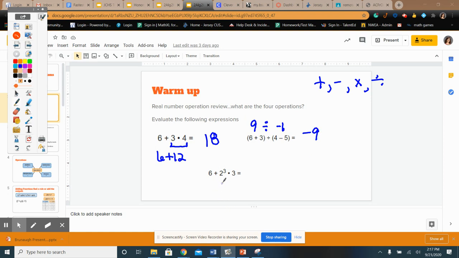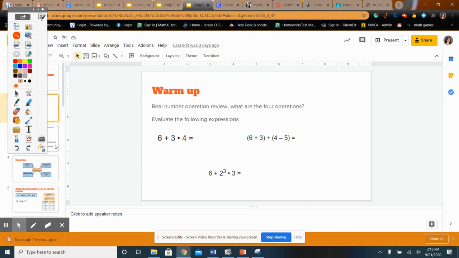Order of operations says we'll do these exponents first. 2 to the third is 8. So now I have 6 plus 8 times 3. 8 times 3 is 24. Do that next. 6 plus 24 gives us 30. So just a little refresher on the order of operations for you.